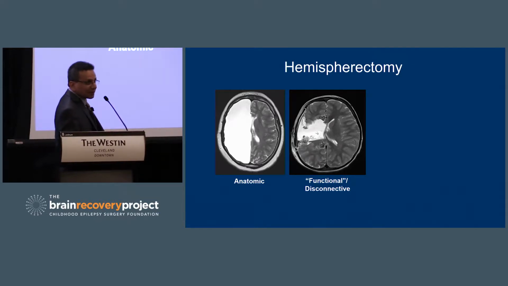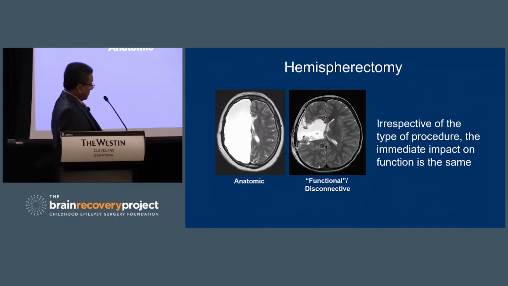They would prefer a functional hemispherectomy. But the reason why we preserve tissue is not to preserve function. It is to avoid acute as well as delayed complications. Advance the slide, please. So irrespective of the type of procedure, the impact on the function is the same. So there is at least a homogeneous population in terms of hemispherectomy surgery. Functional outcome is going to be fairly predictable.